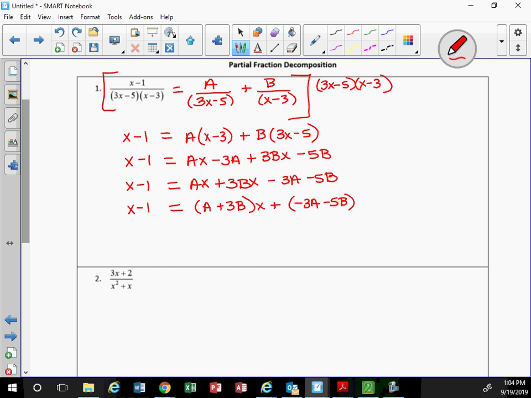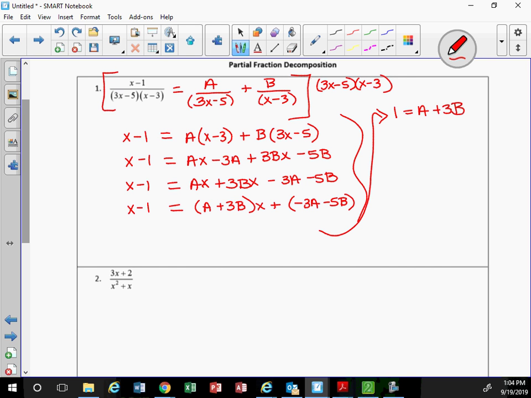All right, on this side of the equation, what's the coefficient on X? 1. So I can now say, we're going to go over here where I have more room, 1 equals A plus 3B. It's not cheating. I know, it's cool.